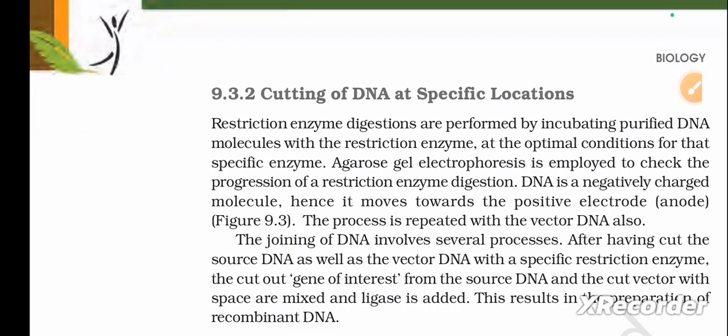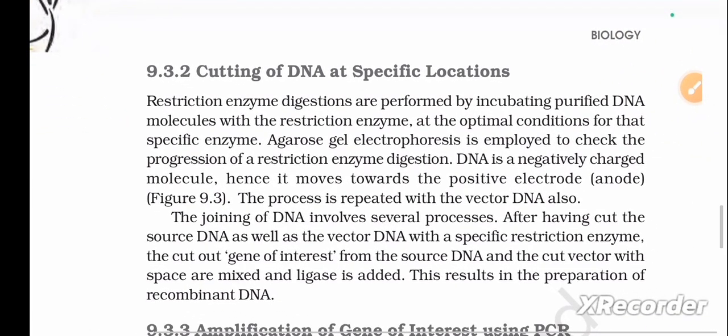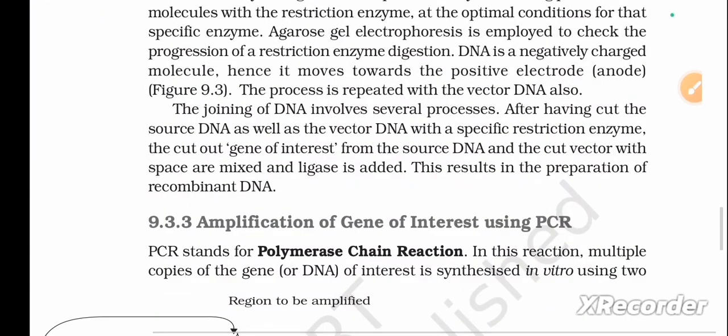Next, cutting of DNA at specific locations. Restriction enzyme digestions are performed by incubating purified DNA molecules with the restriction enzyme at the optimal conditions for that specific enzyme. Agarose gel electrophoresis is employed to check the progression of a restriction enzyme digestion. DNA is a negatively charged molecule, hence it moves towards the positive electrode or anode, figure 9.3. The process is repeated with the vector DNA also.